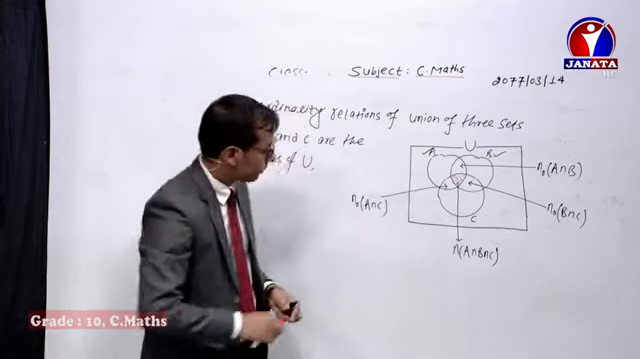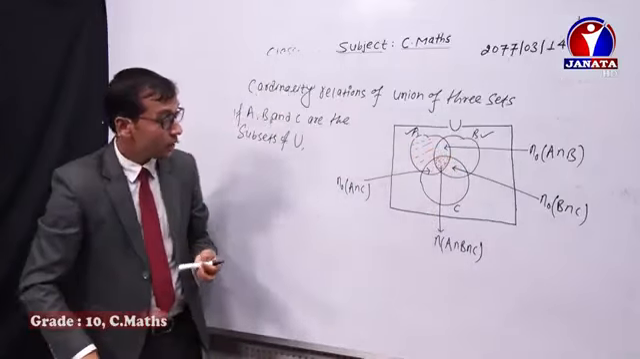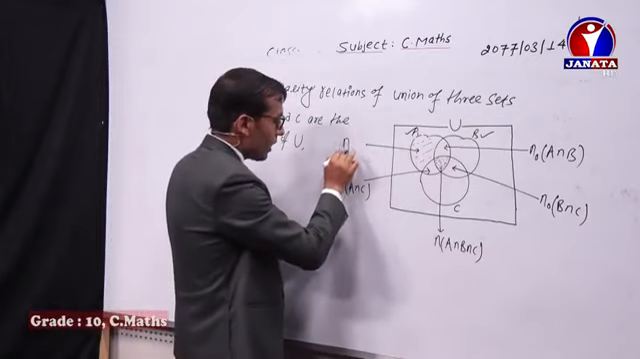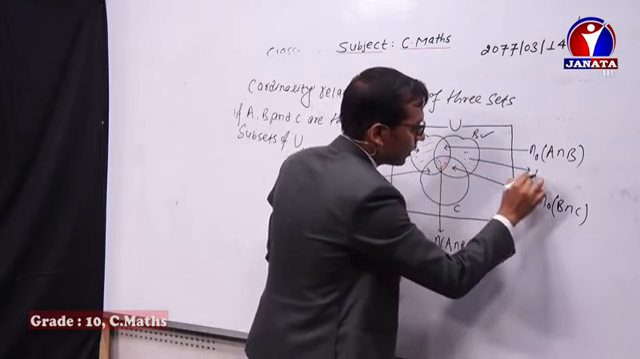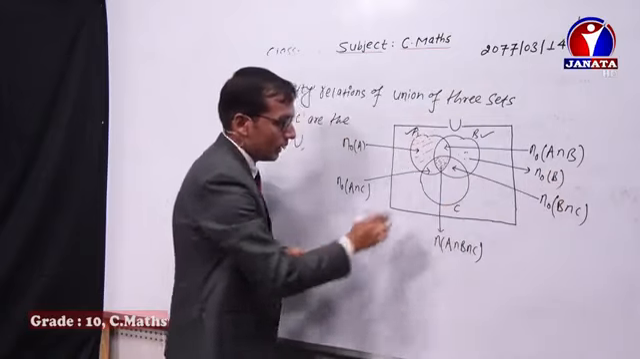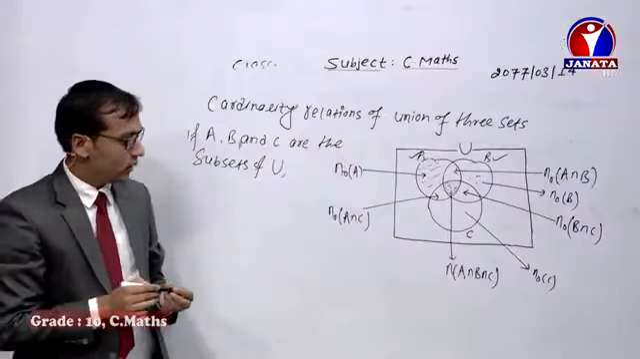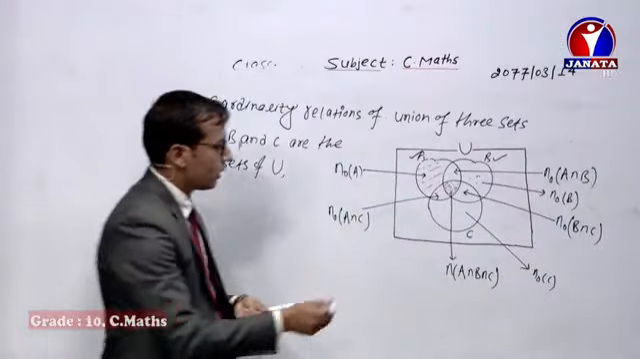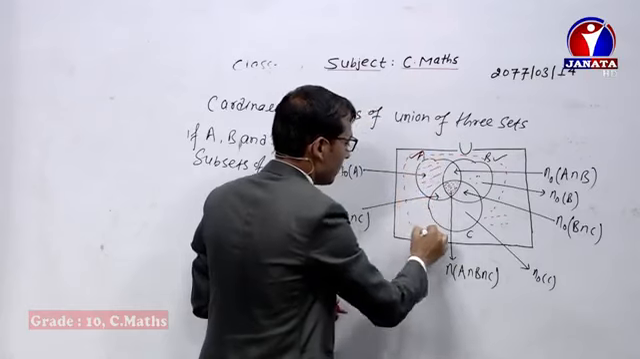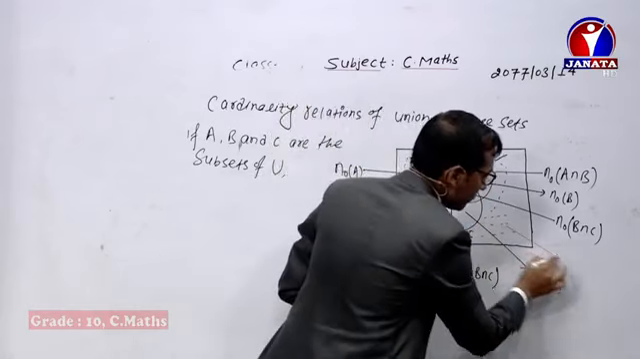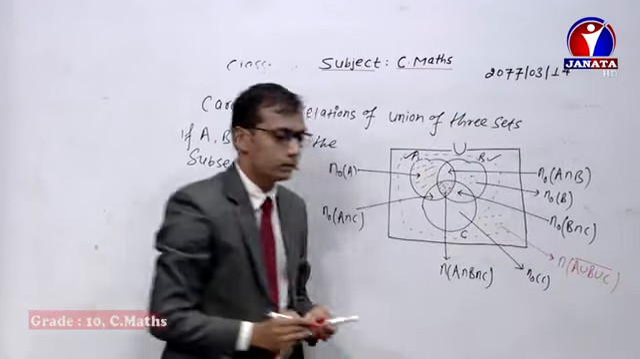Okay, so next one, this one is n only A, and this is n only B, this one is n only C, and there is one more region, we can say this outer region, and this is n of A union B union C complement.